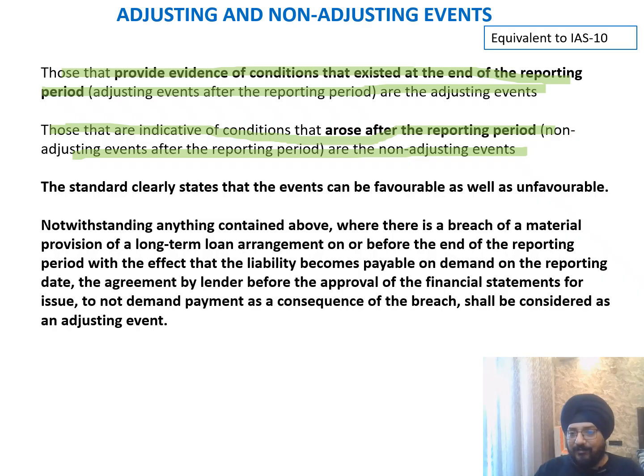Those that are indicative of conditions that arose after the reporting period are non-adjusting events. Basically, non-adjusting events are events for which there is no condition that exists, right? And we do not have clarity whether that condition would exist in the future or not.